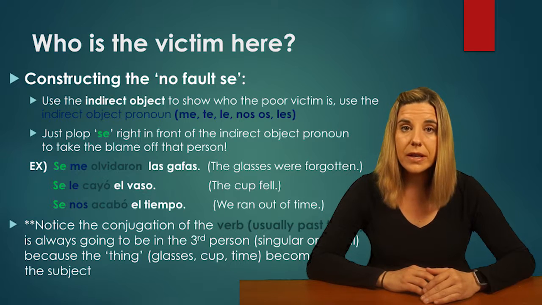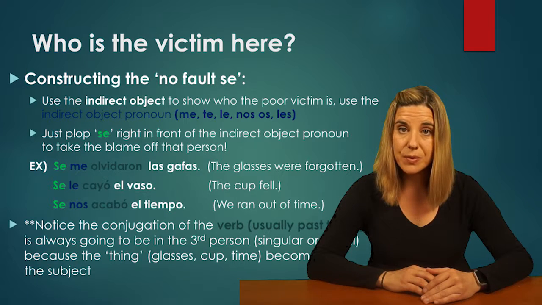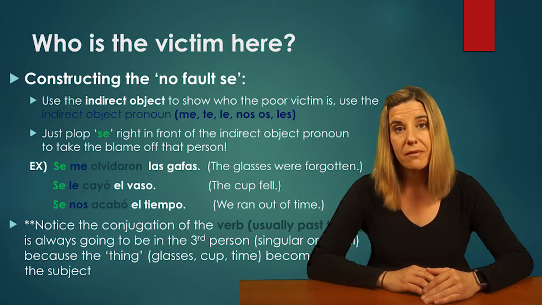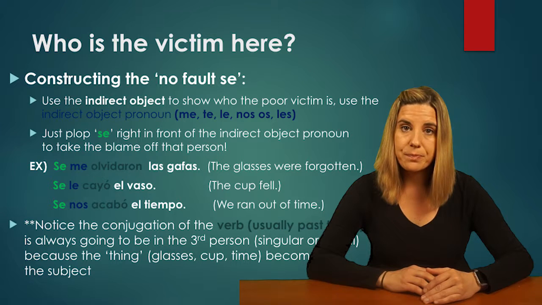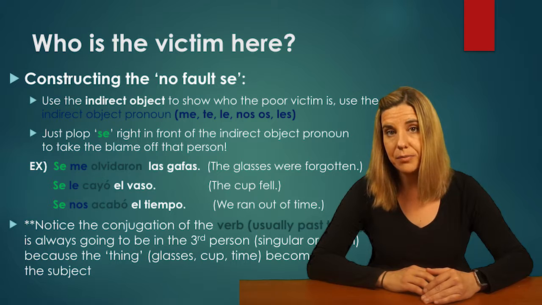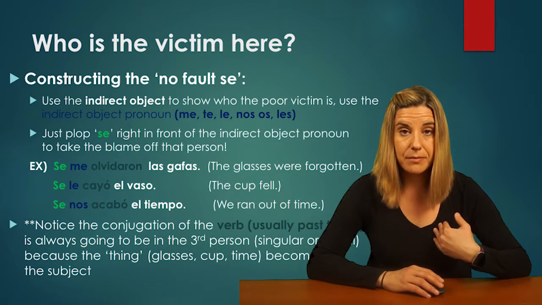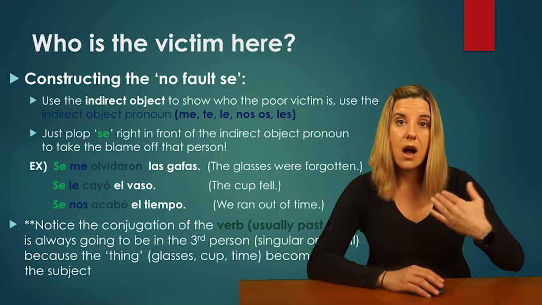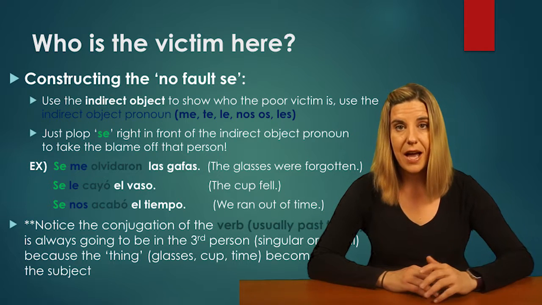Se le cayó el vaso. The verb caer in this example has been conjugated for el vaso. The cup fell. Se nos acabó el tiempo. The verb acabar has been conjugated for el tiempo, not for nosotros. We didn't run out of time. Time ran out on us. So the verb acabar is conjugated for time.